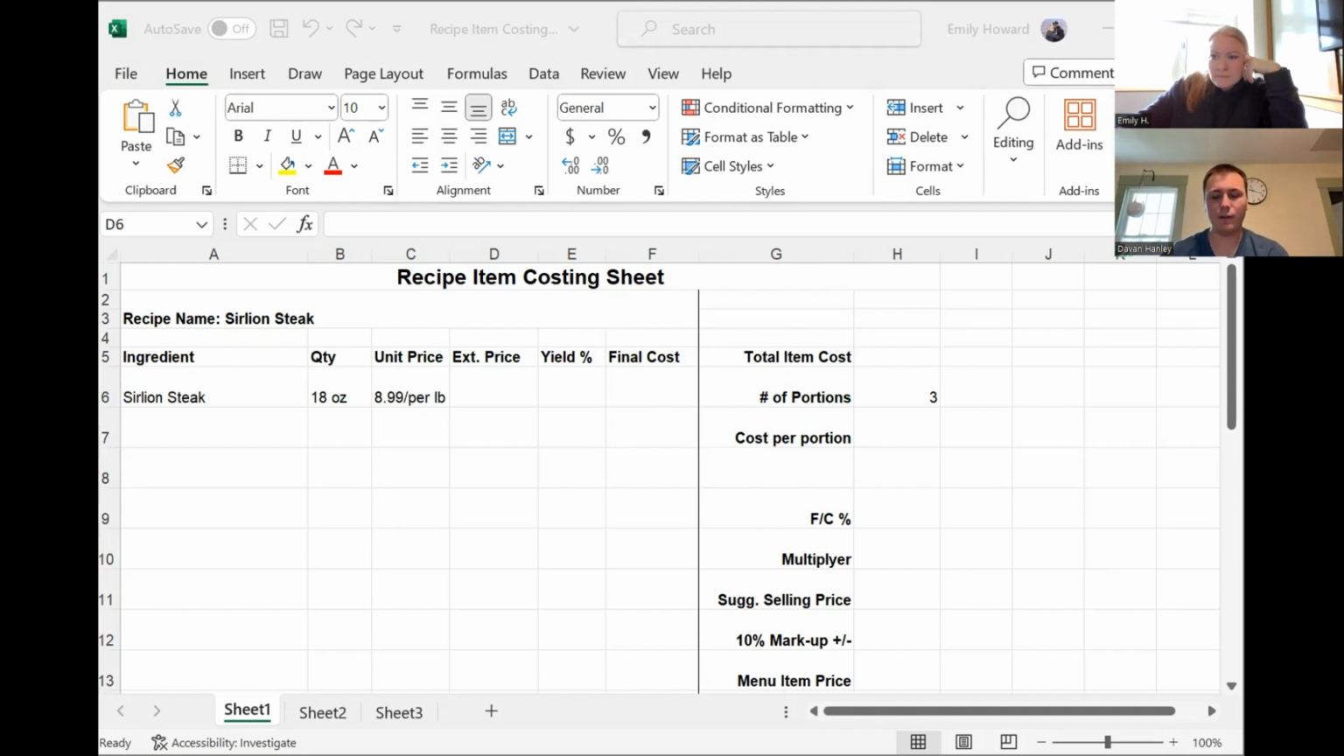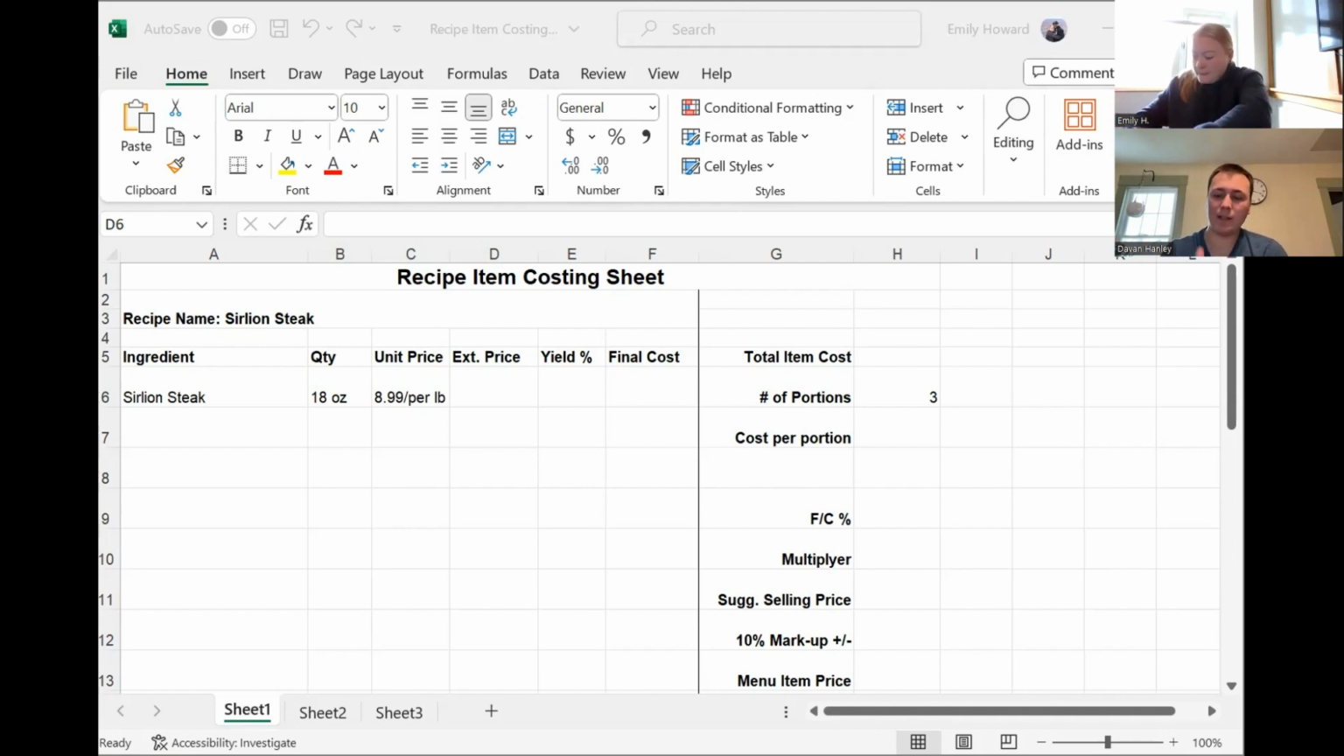Once you get the hang of it though, you'll be able to just fly right through the recipes. So your extended price, let's see here. $8.99, so it's going to be 0.562 per ounce. Okay, unit price. And then extended. Okay, this is the extended price. So unit price is just the $8.99, right?